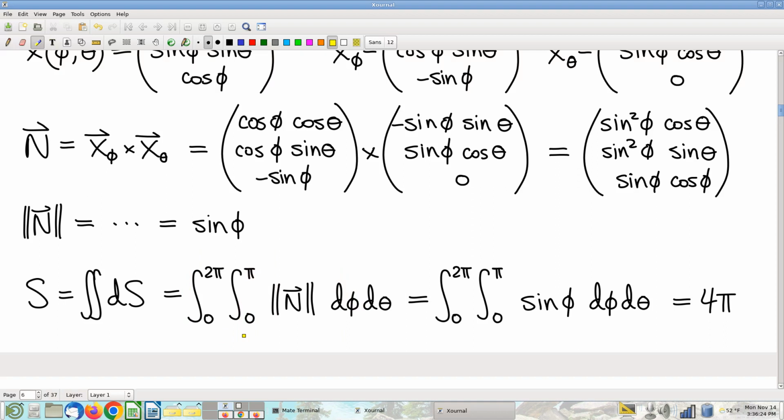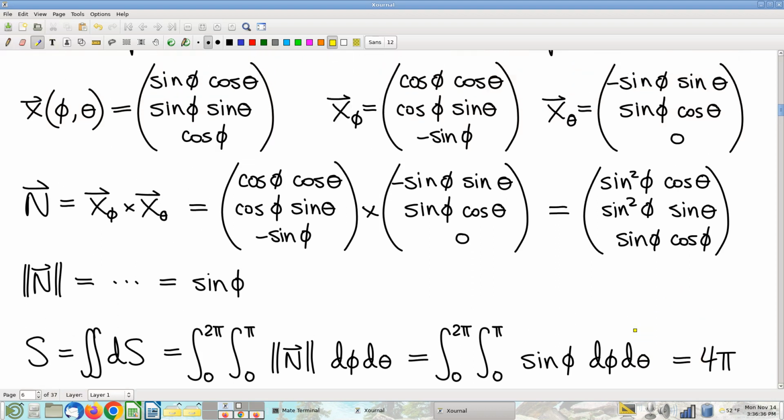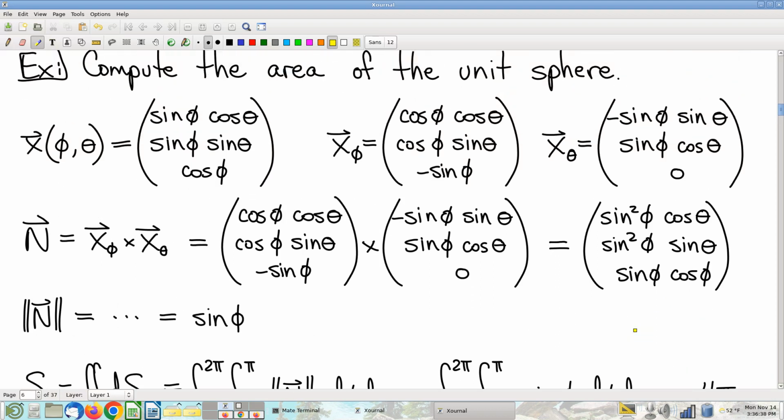And then it's just an integral to be computed. It's not even a hard integral. That's an easy evaluation. Again, make sure you can do that. And 4 pi, our familiar answer. Okay. What do you think? Questions? Everybody's good with that? All right.